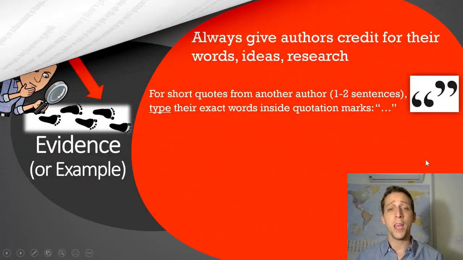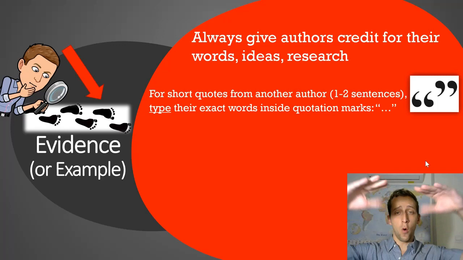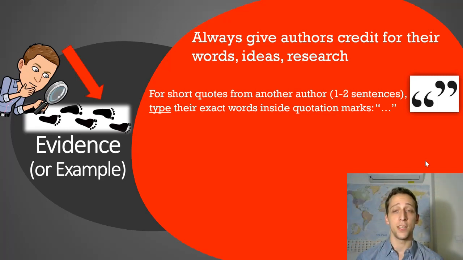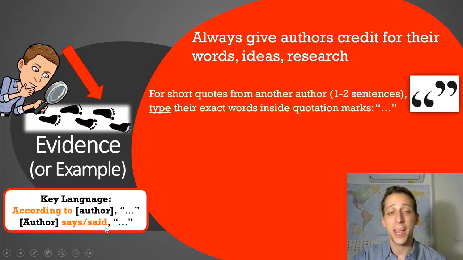So if I am going to use a short quote from my author, like at most 2 sentences, we don't want to have a really long piece of evidence because then they can just read the article themselves. I want to have a short quote, 1 or 2 sentences. If I'm going to use that, I need to type their exact words inside quotation marks. And I can use some key language: according to the author, or the author says or said.